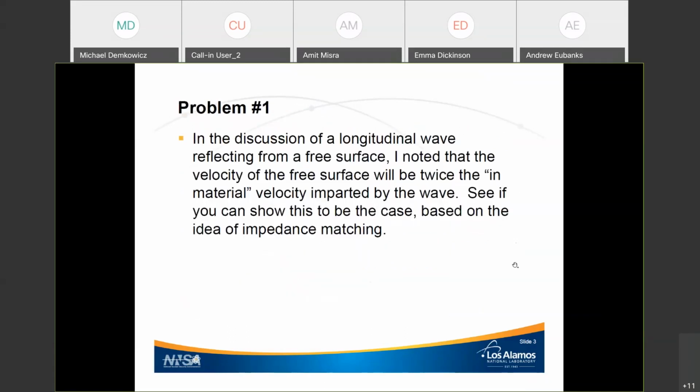So let's restate the problem, the first problem that I left you with last Monday. As we were talking about a longitudinal wave reflecting from a free surface, the boundary of a material where there is nothing but vacuum beyond that surface, I noted that the free surface velocity will be twice the in-material velocity imparted by the wave. And I asked you to show this to be the case based on the idea of impedance matching.